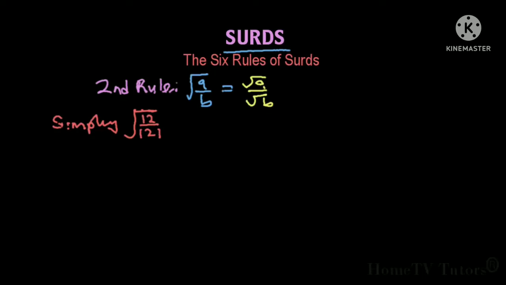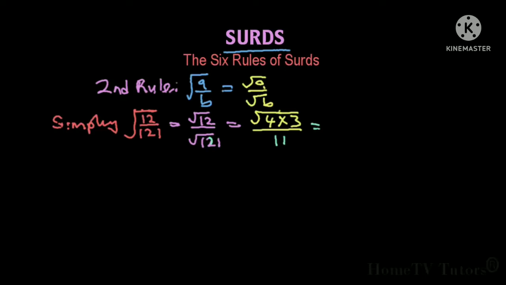All right, as the rule states, we rewrite our square root 12 over square root 121. The square root of 12 is square root 4 times 3, over the square root of 121. 121 is a perfect square, so the square root of 121 we know is 11.